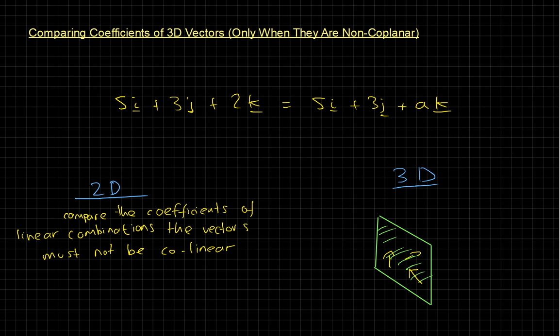Okay. So it's just a note to remind you, most of the time you can compare linear combinations of vectors. The only time you can't in 3D is when the three vectors are in the same plane. If they're non-coplanar, you can compare them. Fortunately, at this stage, most of the time that's going to be fine. We're going to be talking about ijk. ijk are in fact non-coplanar.